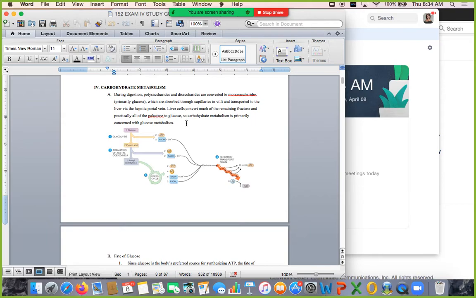We go from glucose to 2 pyruvic acids. We take 1 6-carbon molecule, break it into 2 3-carbon molecules. That's as far as we get if we don't have oxygen present. If we do have oxygen present, from there, pyruvic acid gets converted into acetyl coenzyme A.